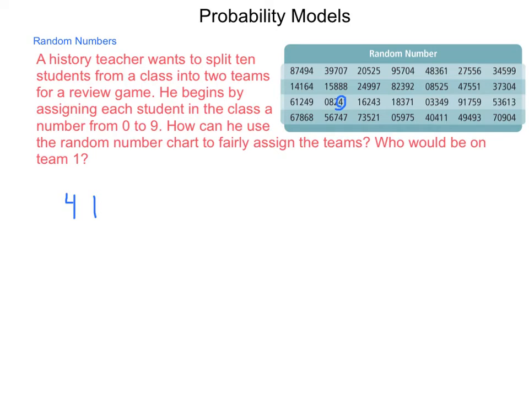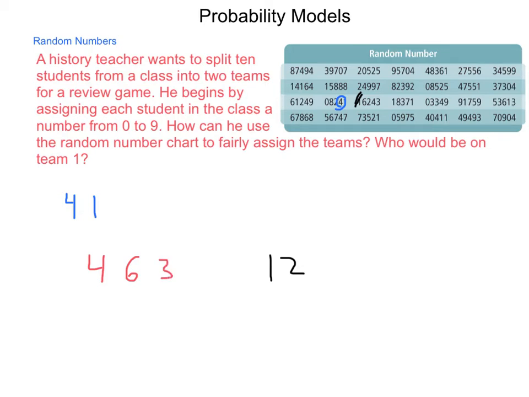Team 1 gets 4. Team 2 gets 1. The next 1 has already been taken. So then Team 1 gets 6. Team 2 gets 2. The next number is a 4, that's already been used, so Team 1 will get the 3.